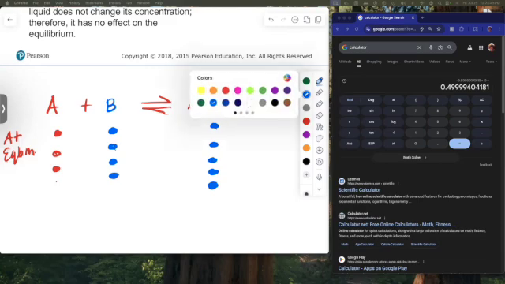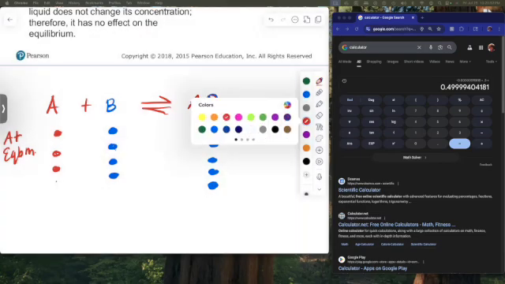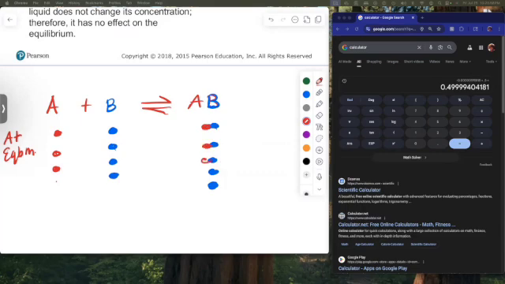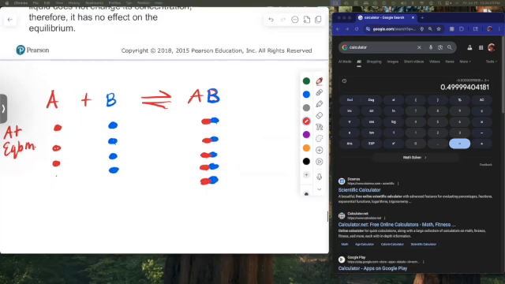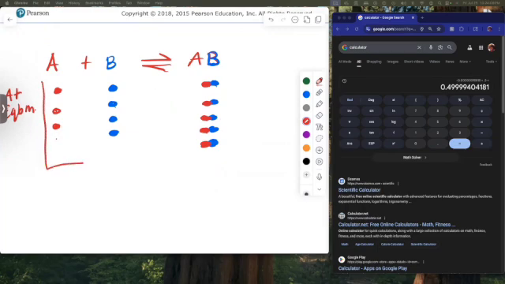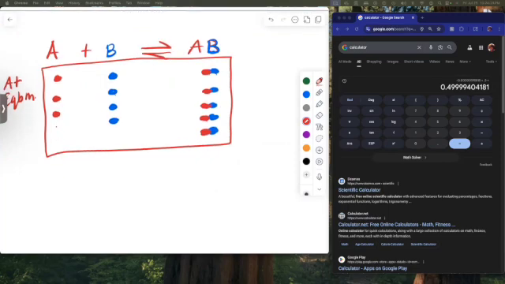To make that point, I am sticking with different amounts. Let's see how this plays out. Different color. So we have 1, 2, 3, 4, 5. Let's say this is defined as equilibrium. This is the picture of equilibrium: 3 A's, 4 B's, and then 5 ABs. That's equilibrium.